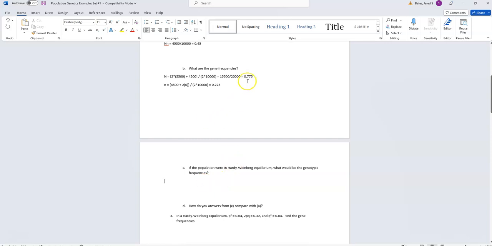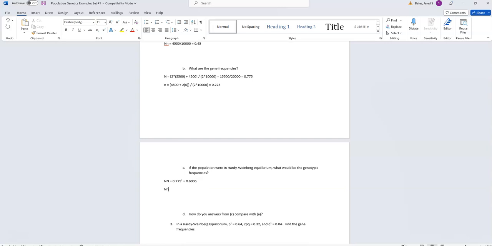We're going to take these gene frequencies and utilize those. For capital N, that's just 0.775 squared, which is going to be 0.6006. So we're going to square this term here.